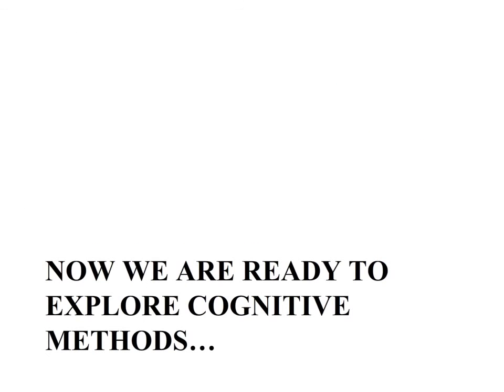So with this very general introduction to the history of psychology as a discipline, to cognition as a subfield within psychology, and to some of the ways in which cognitive psychologists think about mental processes and structures in terms of the information processing approach and the connectionist approach, we're now ready to explore the types of tools that cognitive psychologists use to study the mind.